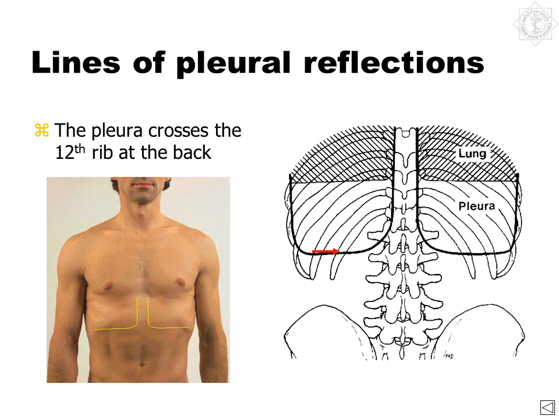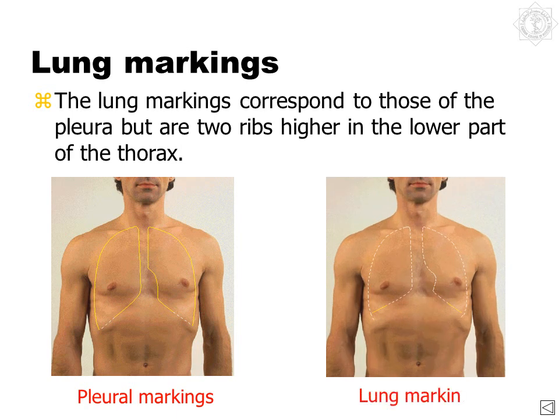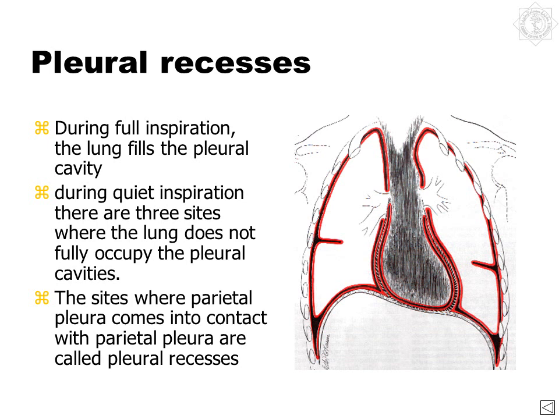Let me show you the diagram and the picture. The pleura passes across the 12th rib and the neck. The lung markings correspond to those of the pleura, but are 2 ribs higher in the lower part of the thorax. During full inspiration, the lung fills the pleural cavity.